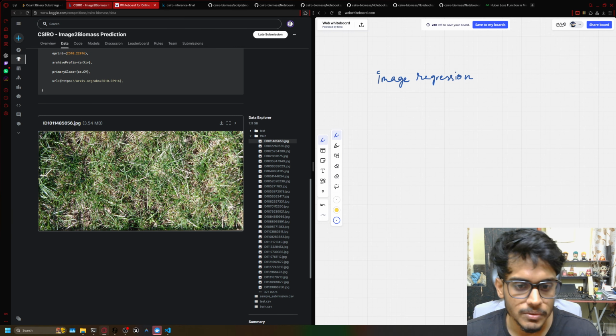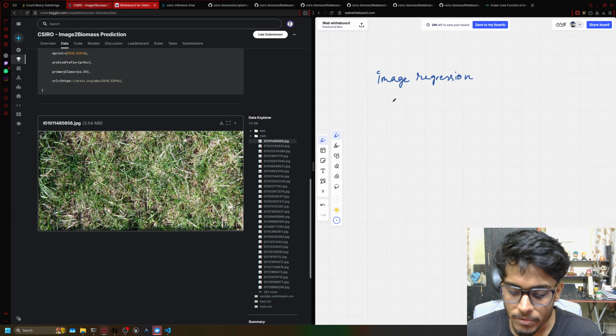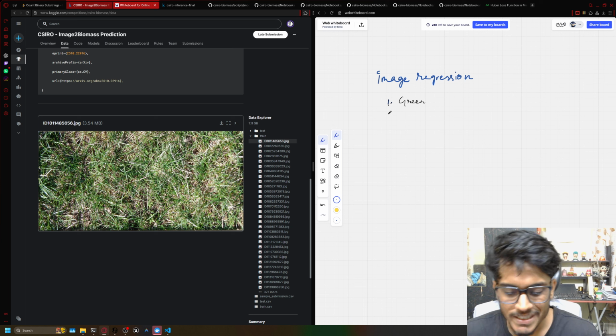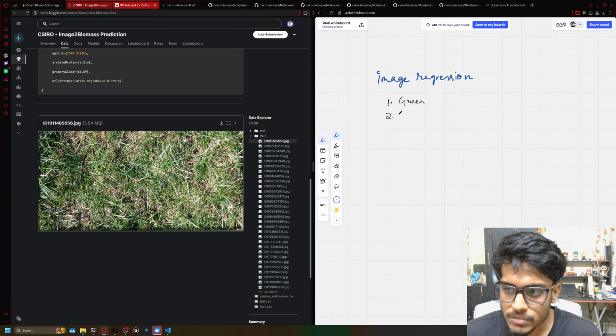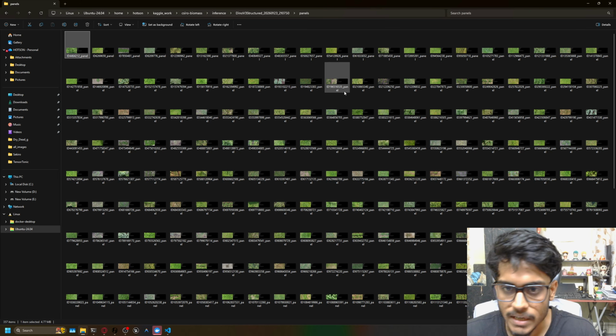Let me expand this. There were 5 categories of biomass that we have to predict, so I will list them down. The first one was greenness, how much grass or green stuff it has. The second one was clover, and I will show you what exactly clover is.